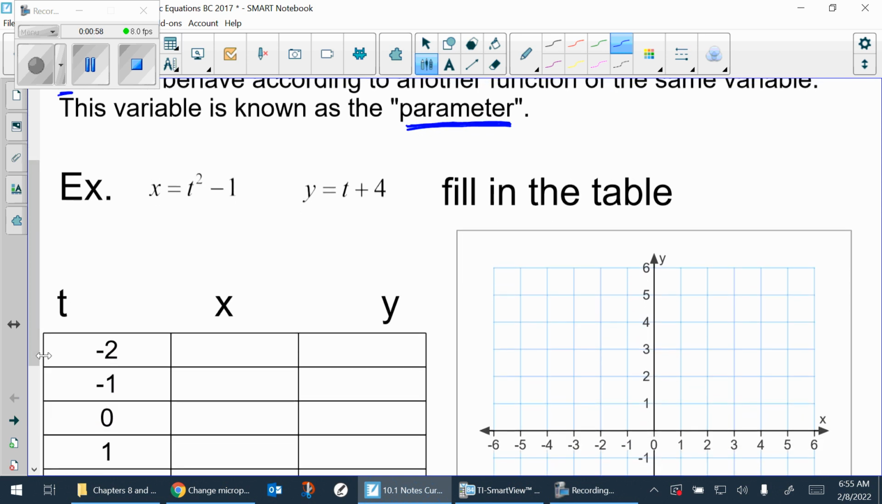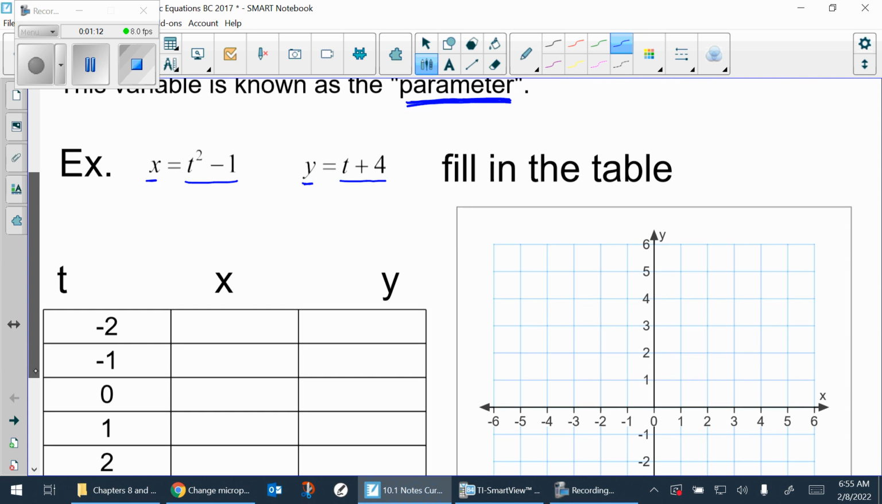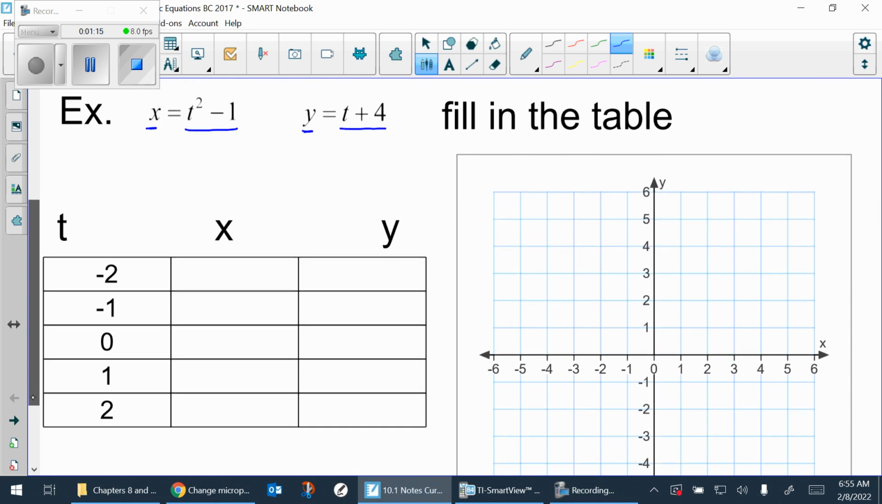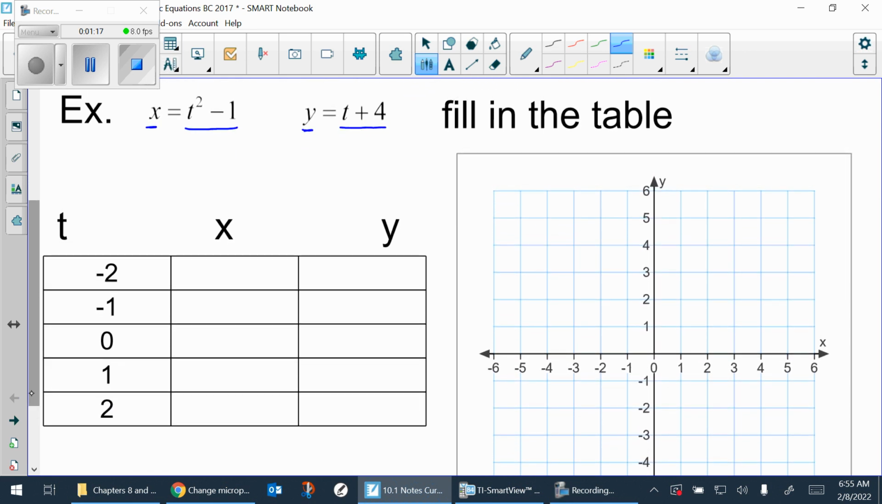Here we've got some parametric equations. X is going to behave this way, equal to t squared minus 1, while y behaves this way, it is equal to t plus 4. So depending on what t is, that's going to determine x and y. Now, if t is negative 2, that'd be 4. 4 minus 1 is going to be 3. And y is going to be negative 2 plus 4.